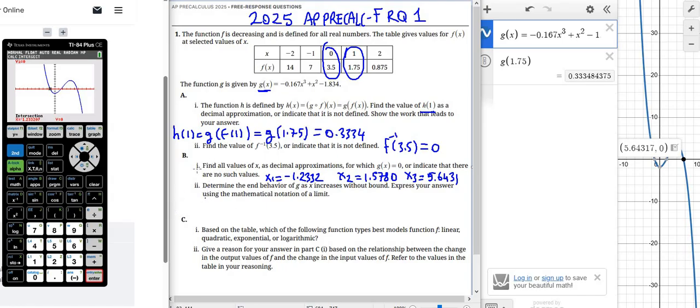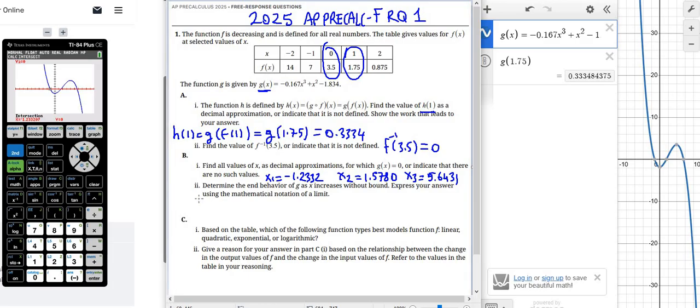Alright, let's go to B II. Determine the end behaviors of the function. We already graphed the function on Desmos that you can see. It is behaving as negative x to the third because the leading coefficient is negative. So here you can see as x goes to negative infinity, the g function goes to positive infinity. As x goes to positive infinity, the g function goes to negative infinity.